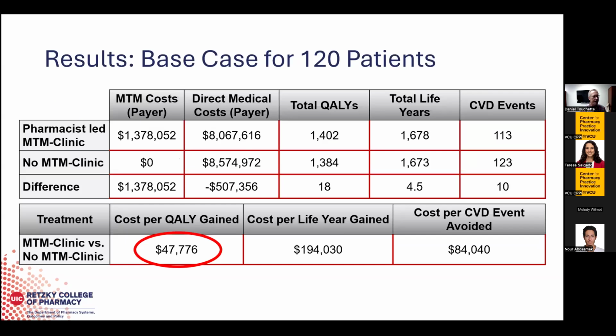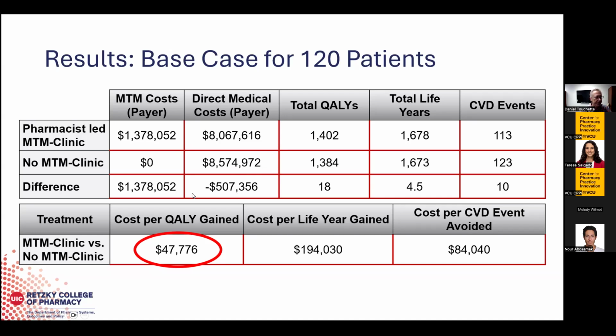So if we go back to this slide, which I did skip over, and I apologize for that, we see the MTM costs for the payer would be, this is in the full 120 patients who are part of the MTM clinic, these are the lifetime costs. It would cost the payer $1.4 million. And the direct medical costs for the payer would be a little over $8 million. With the no MTM clinic, we would see obviously no cost for the MTM program. We would see almost $8.6 million in medical costs, which are those costs for myocardial infarction, stroke, and other management in the post period.